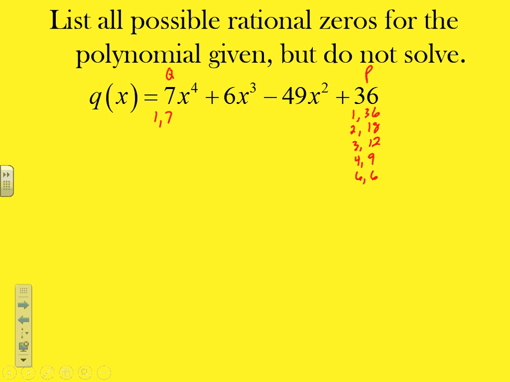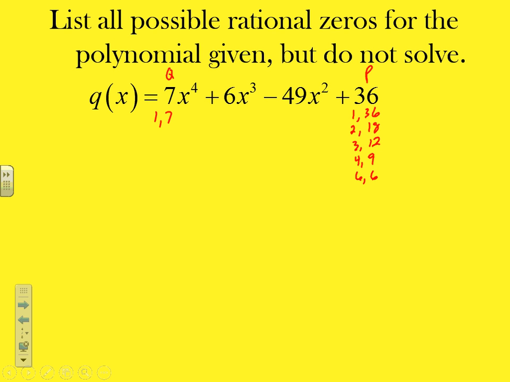And out of those 18, each could be either positive or negative. So that gives you a total of 36 potential roots that we need to identify. It sounds like a lot, and it is, but this is going to be one of the more extreme problems that we're going to look at. So it's not going to get too much more complicated than that.